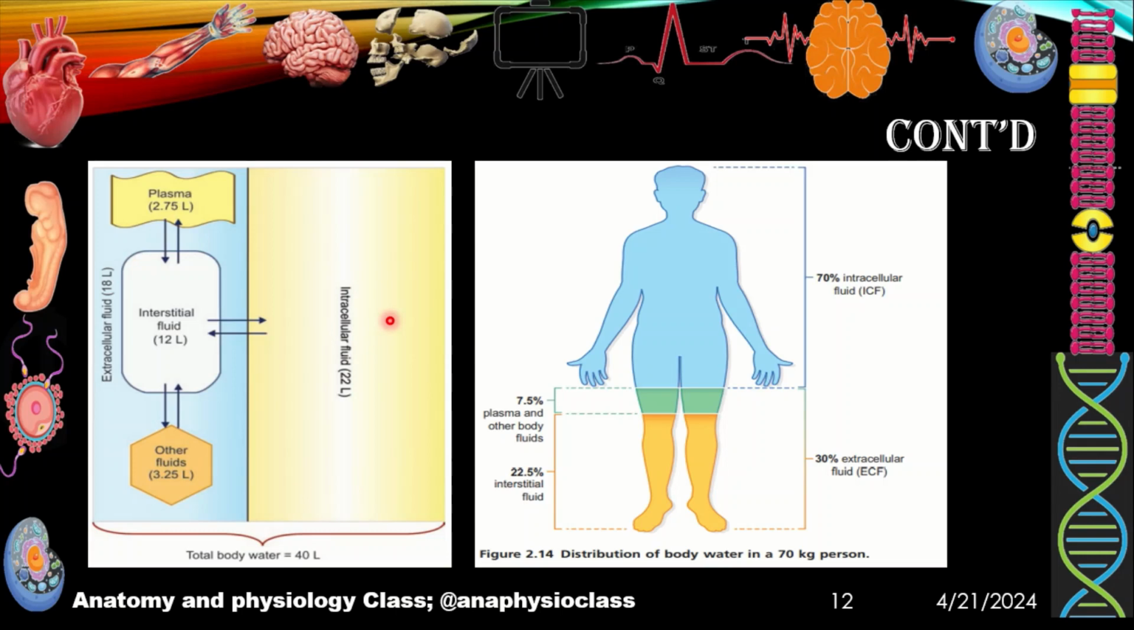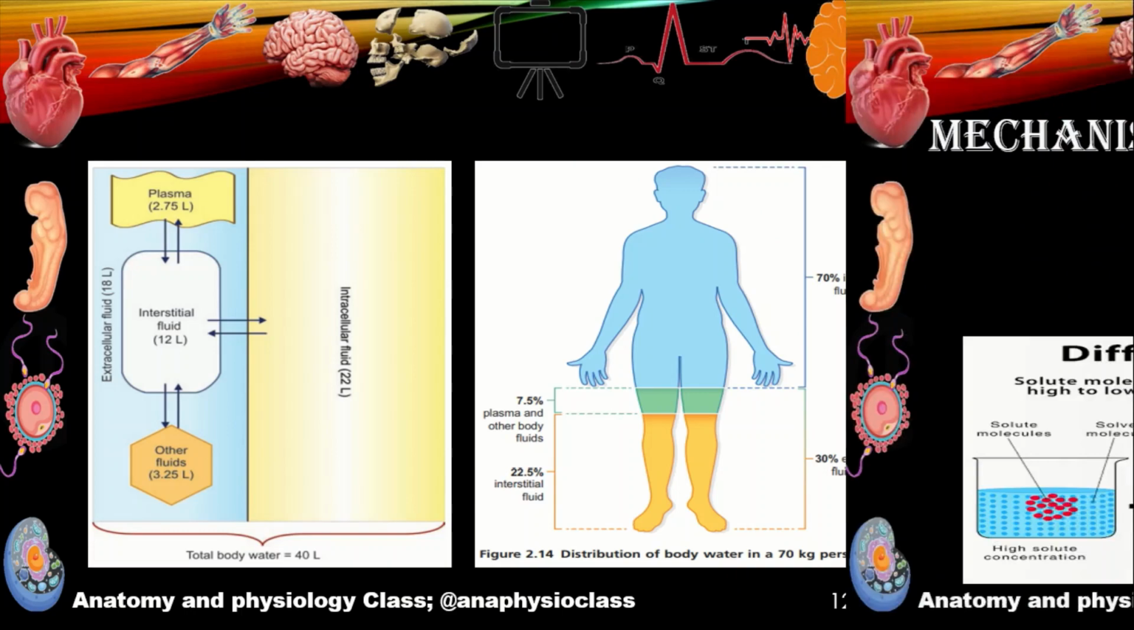Intracellular fluid is the fluid inside the cells. Remember, there are billions of cells in the body, almost about 1 trillion. So the total body water is about 40 liters in an average adult. This is how the distribution of water looks in a body, in a person with this weight.